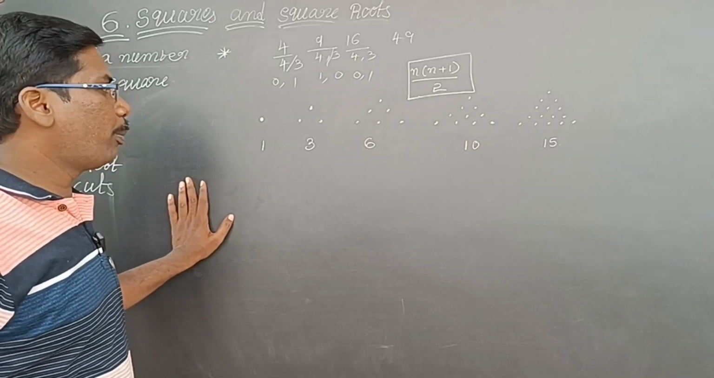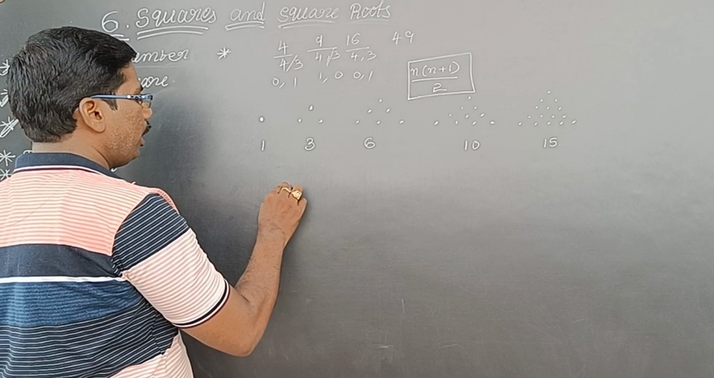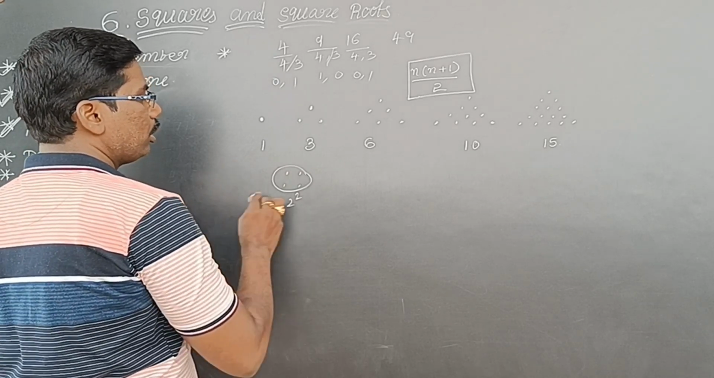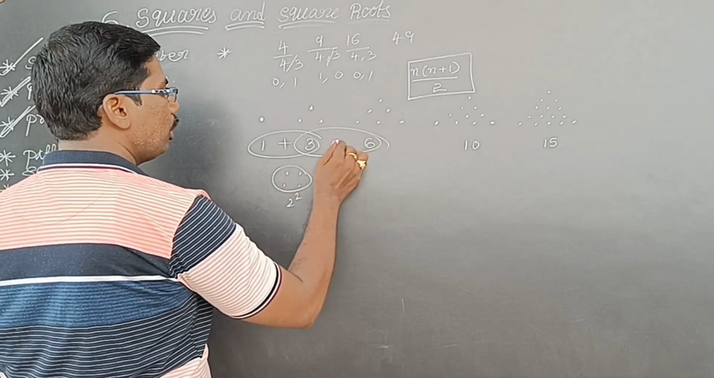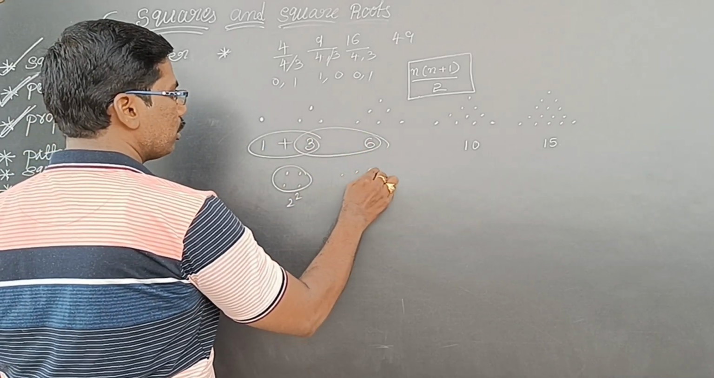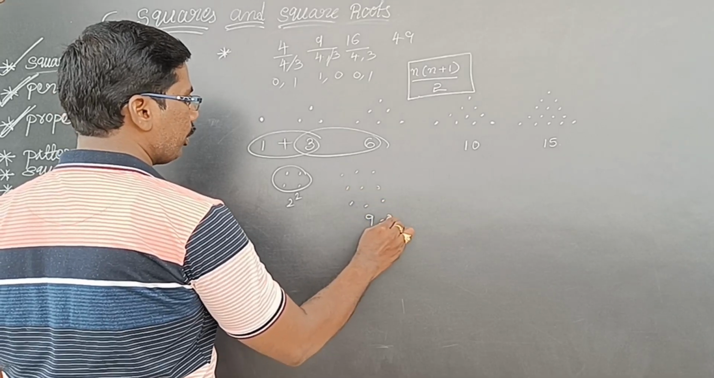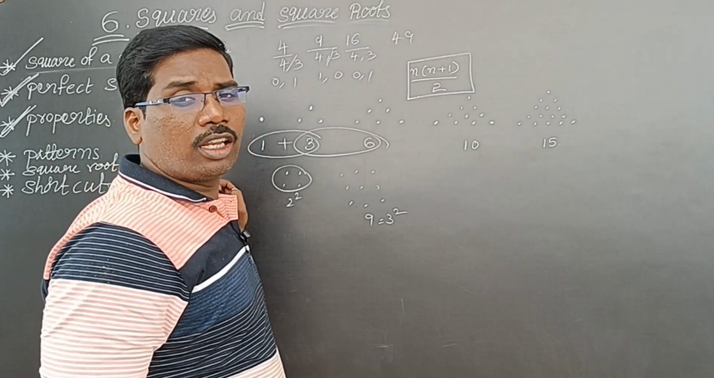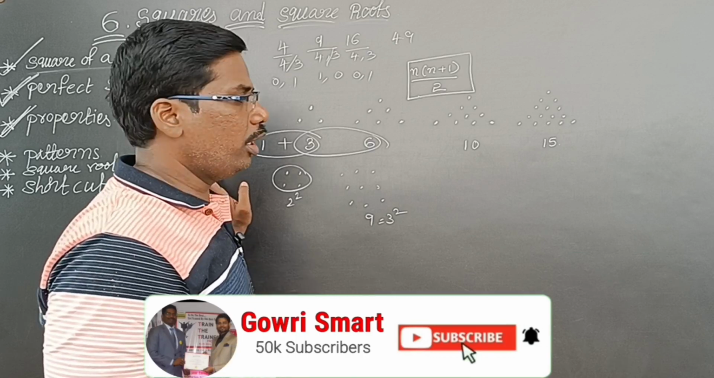Now, square number pattern. See here, if I add these two, I get 2 square. If I add 1 plus 3, I am getting 2 square. If I add these two, I get the square number 9, that is 3 square. So the sum of consecutive triangular numbers is nothing but the square of a number.